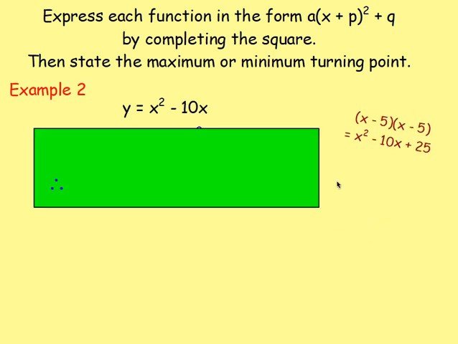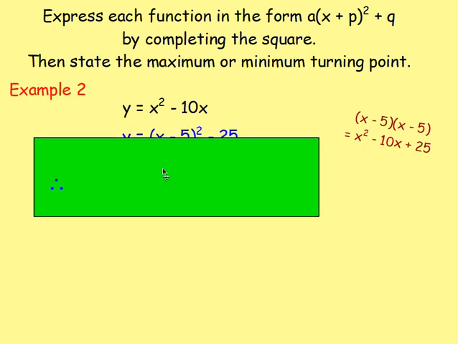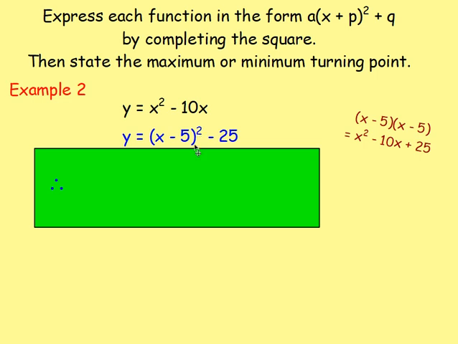Example number 2. This time, same question, but we've got y equals x squared minus 10x. First thing you do, half the coefficient of x. So in brackets we'd have x minus 5 all squared. If you square negative 5, you get 25, and you're always taking that away. And that's us, we've got our answer.